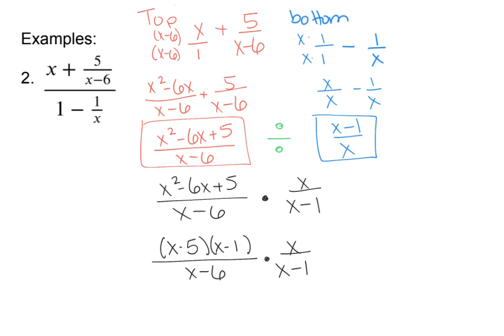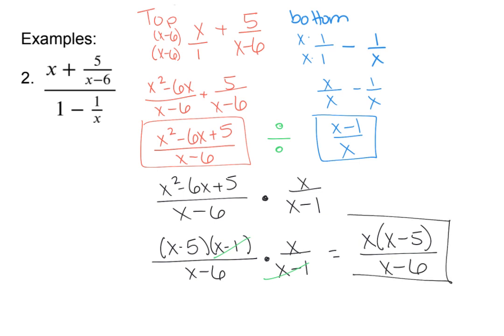And now I'm looking for things I can cancel, and I think all I see is this x minus 1. Remember, we cannot cancel this x with this x. He's part of a factor. All right, let's put it together and see what we got. Up top, I have a GCF x and a factor of x minus 5. On the bottom, I just have an x minus 6. I think I am done.